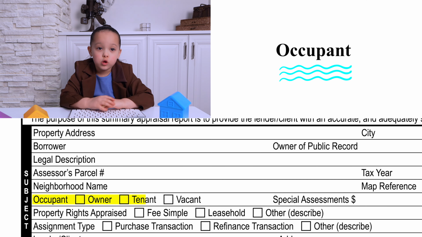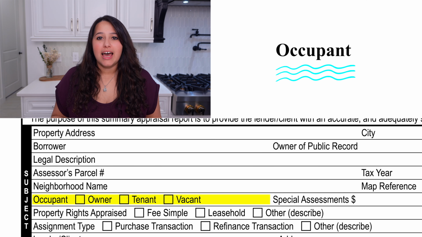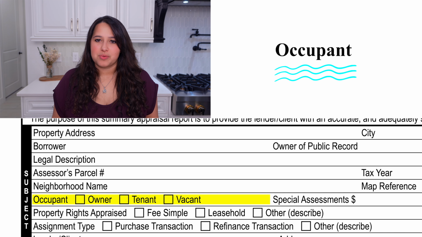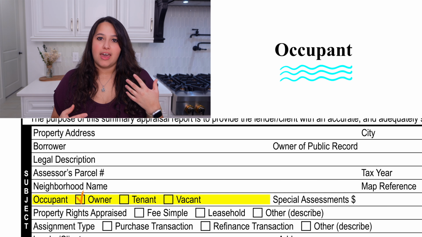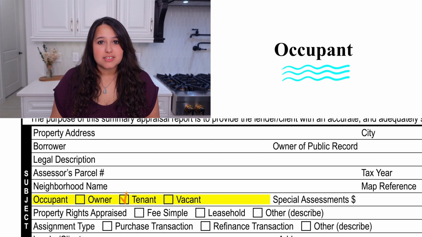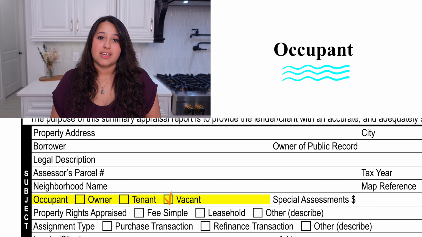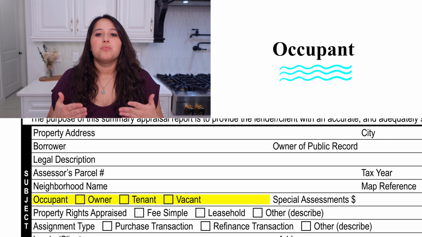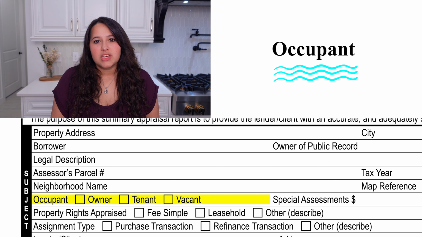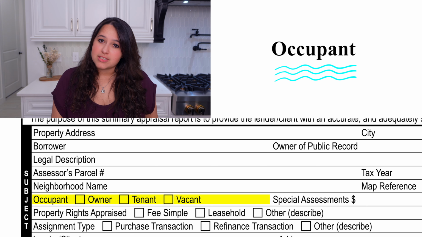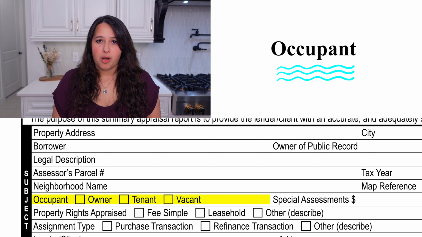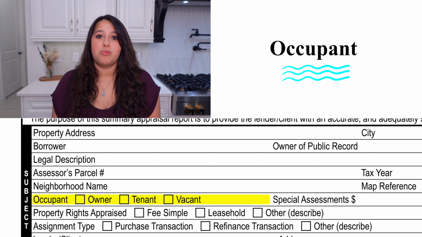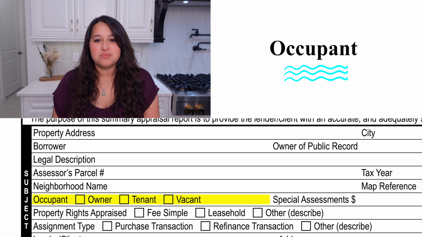Occupant means who's living there. Yes, that line is asking about who lives in the property, which is considered the occupant. So that could mean a homeowner, it could mean a tenant, or it could be that the property is vacant. This section is really important for the loan process because if an owner is living in the property, it is considered their primary residence. If a tenant is living in the property, then they may be able to count rental income from that property. If the property is vacant, that's important too.